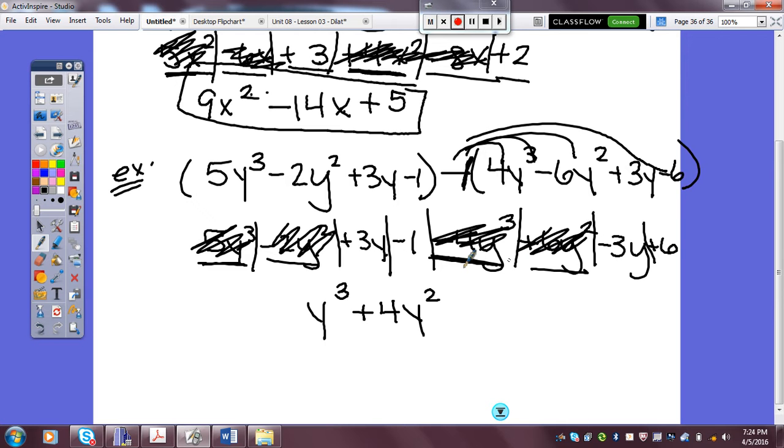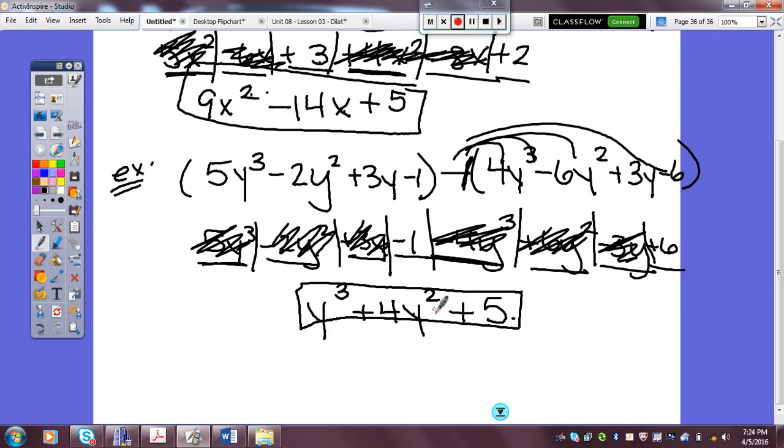Alright, how about 3y and negative 3y? Well, 3y and negative 3y, that makes 0y. Do I need to include 0 in my list? No, it's gone. Now I'm left with negative 1 and 6, which makes positive 5. I know I'm done because I can't add y cubed and y squared together, and this one doesn't have a y, so there's nothing left I can do. I also know my answer is in standard form, so I'm good to go.